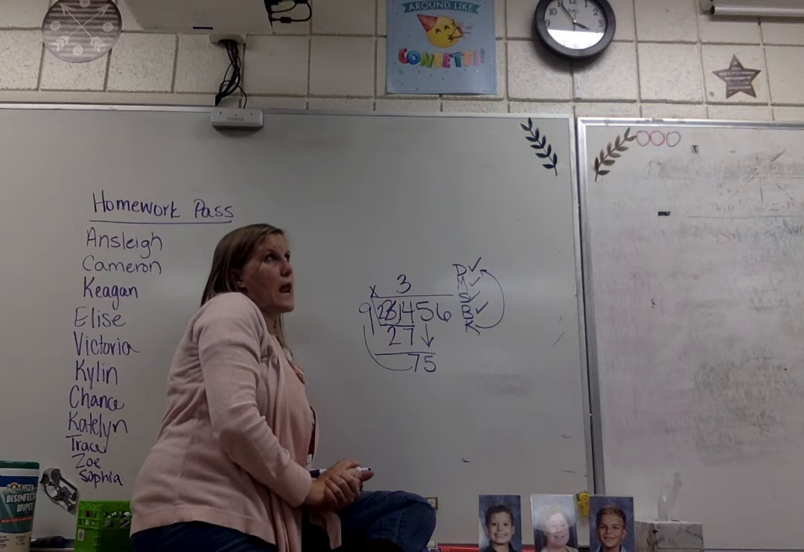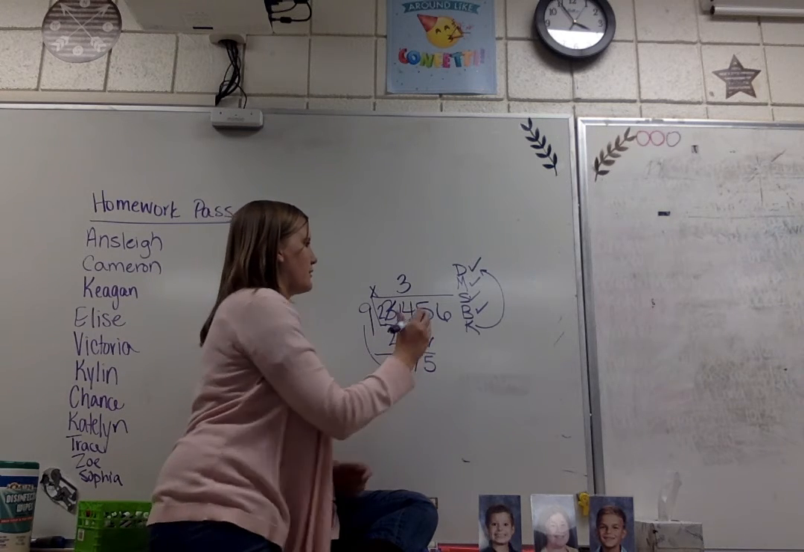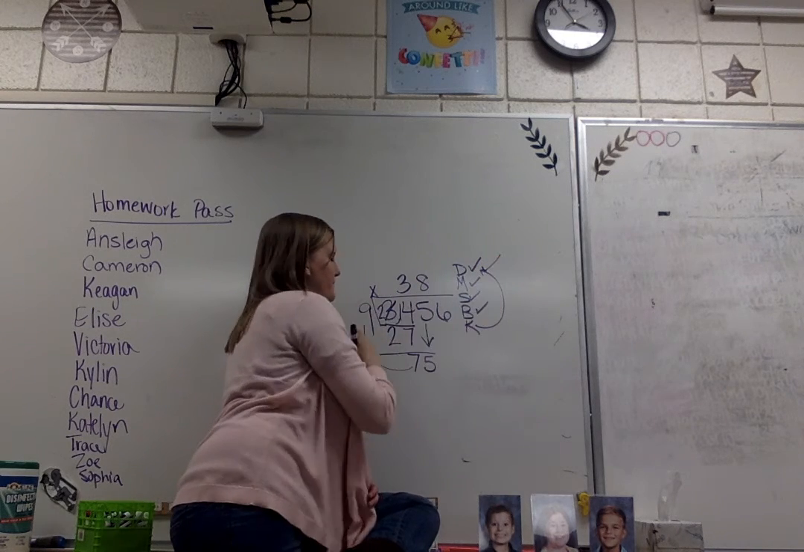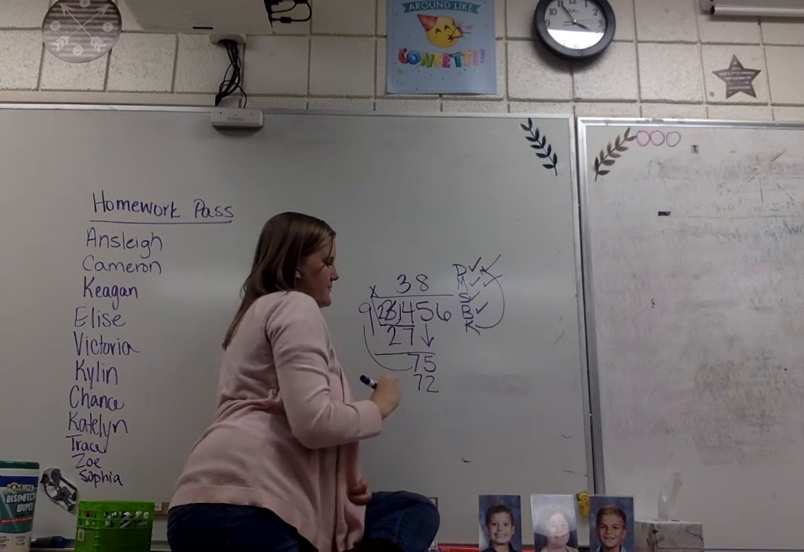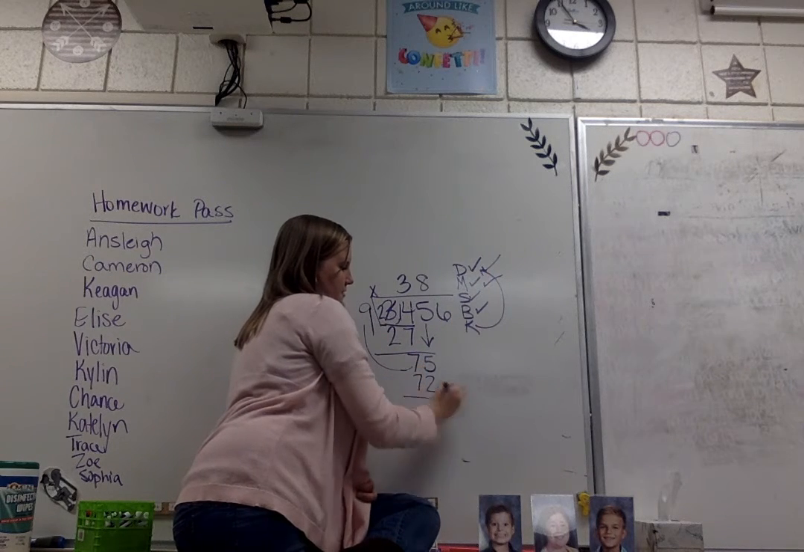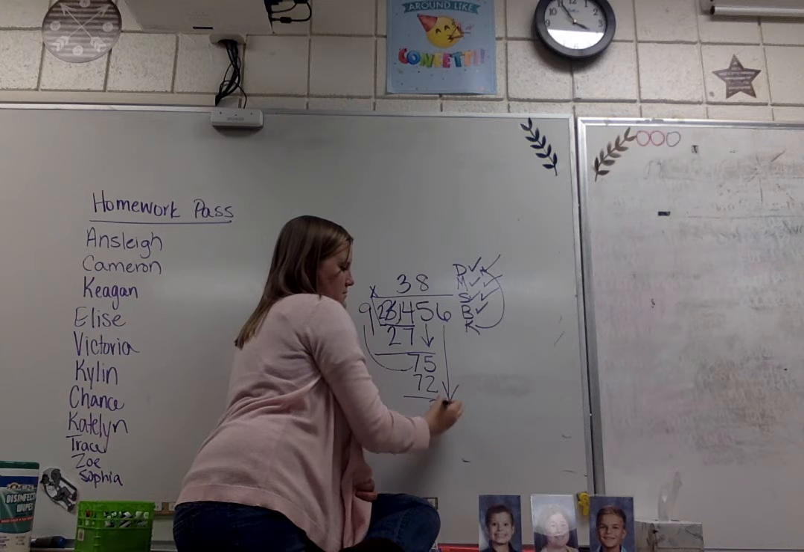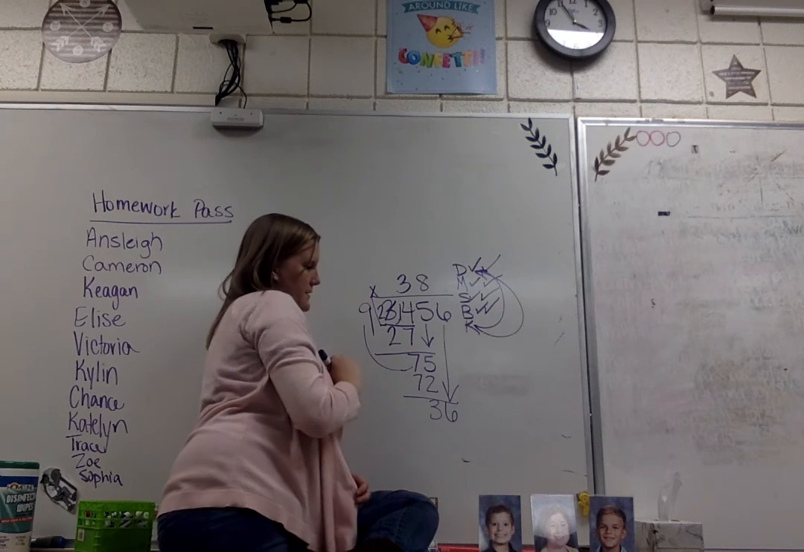So I know 9 times 8 equals 72. That's pretty close. So the 8 will go above the 5. I've divided. 9 times 8 equals 72. Multiply. I'm going to subtract: 75 minus 72 would equal 3. And then the B tells me to bring down the 6. Since I brought down, got to keep going.